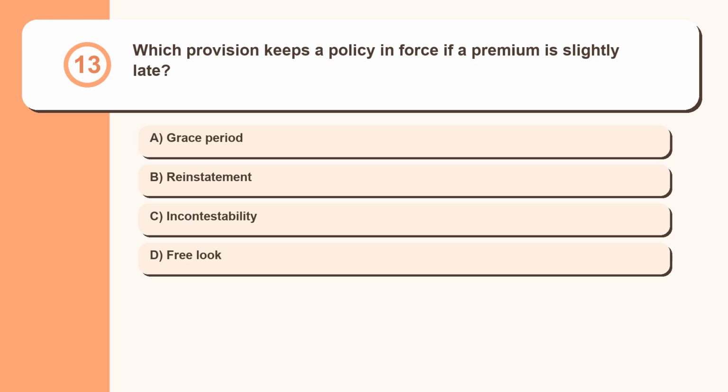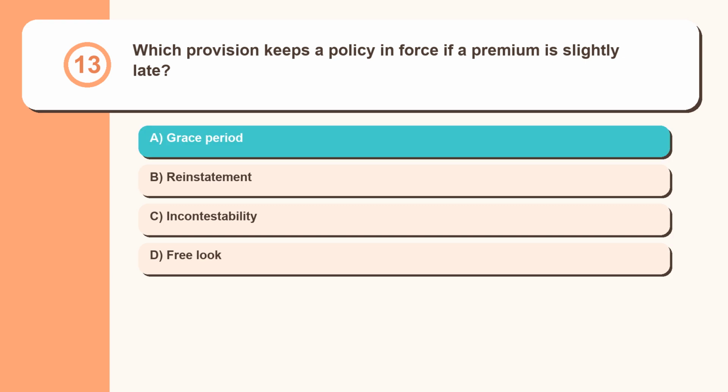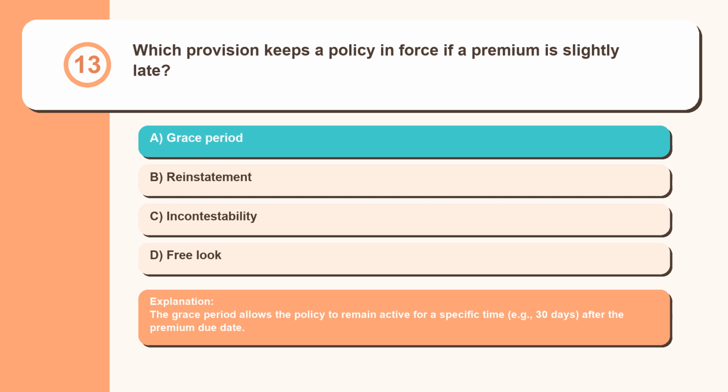Question 13. Which provision keeps a policy in force if a premium is slightly late? Grace period, reinstatement, incontestability, free look. The grace period allows the policy to remain active for a specific time, example 30 days, after the premium due date.